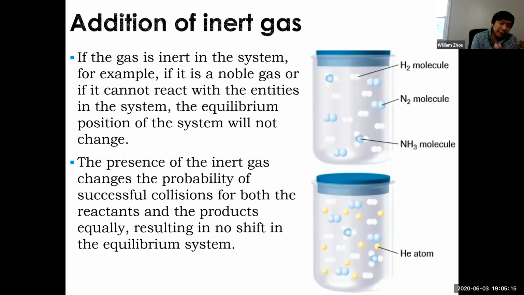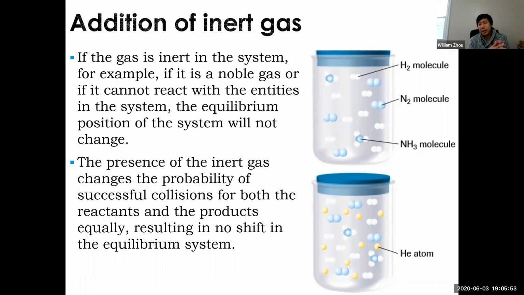The last little bit is the addition of inert gas. If you add an inert gas, like a noble gas, like helium, for example, it's not going to react with the content of your container. All it does is get in the way. Remember collision theory? Things have to collide in order for reactions to happen. Well, if your container is full of helium, you could collide with the helium and waste that collision. That does nothing. Helium will not react with you. So they just get in the way of the reaction.